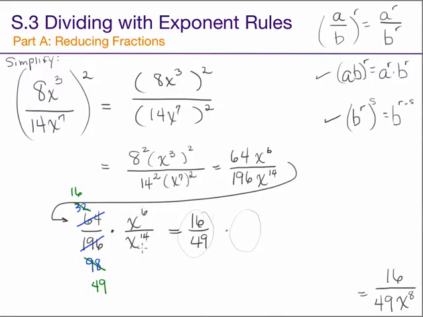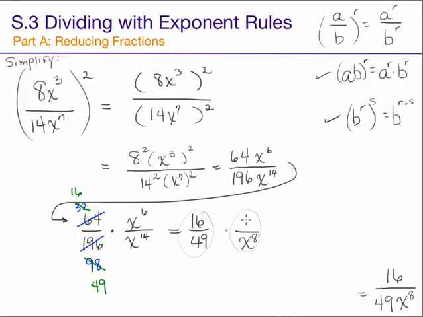To reduce the variable part of my fraction, I'm going to use the subtraction rule, but remember, you have to be very careful, especially if the number of copies of your variable that you have in the denominator is more than you have in the top. When you subtract 14 and 6, you get 8, but there were way more copies down here than there were up here. So if I canceled all 6 of these and 6 of these ones, I'd have 8 copies left, and they'd be left in the denominator.